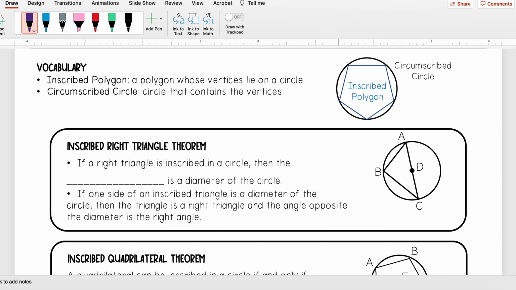So I see in this example here, this pentagon is an inscribed polygon because all of its vertices are on the circle. So that's called an inscribed polygon. And the circumscribed circle is a circle that contains the vertices. So this black circle here is that circumscribed circle.